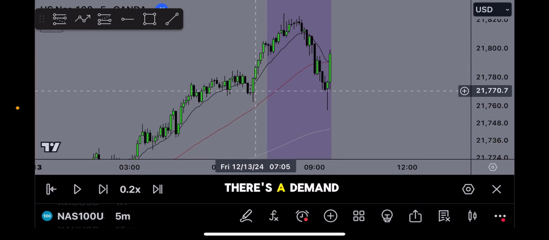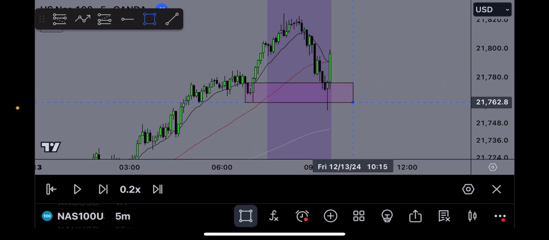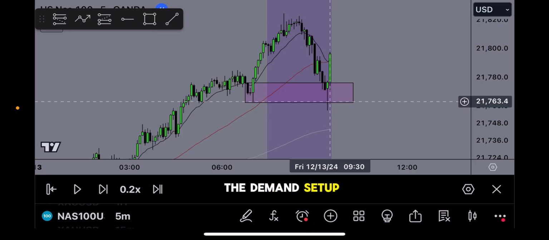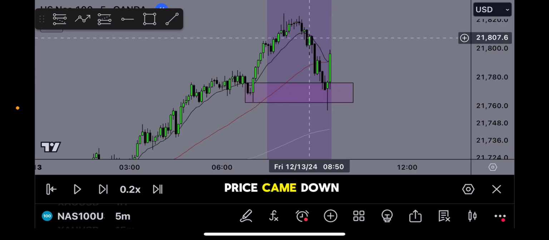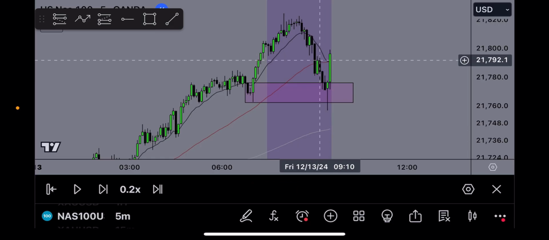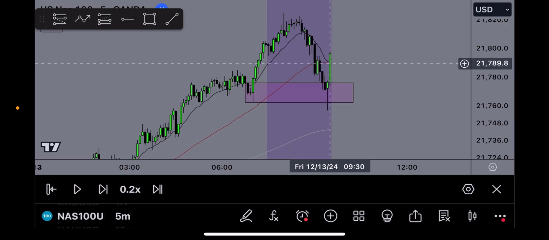And let's say there's a demand setup right here. Let's say this is a demand setup, right? Price broke the demand setup, making it invalid, right? Or let's say price came down but never touched the zone, right? That's when I'm going to be looking for 3MA breakouts.